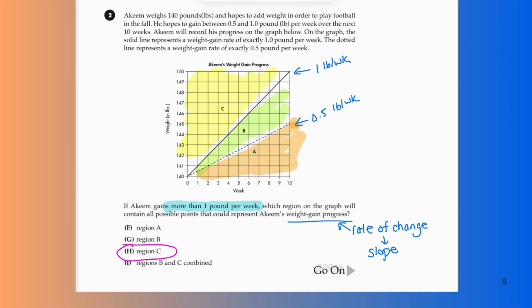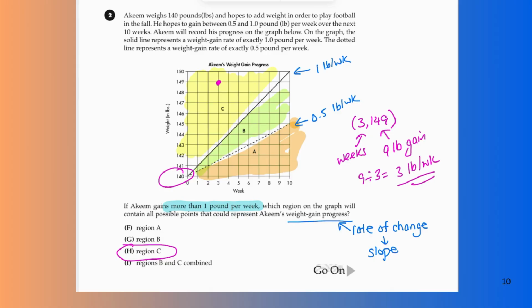We can, again, in math, you can always do things more than one way. So if I took a point in region C, let's say I took the point right here, that's 3, 149. Well, he started at 140 pounds. So if he's 149 pounds now, that means that there was a 9-pound gain. And if he's gaining 9 pounds in 3 weeks, that means that he gained 9 divided by 3 pounds per week. And that would be the more than 1 pound, which is exactly what we wanted. So region C is the correct answer there.